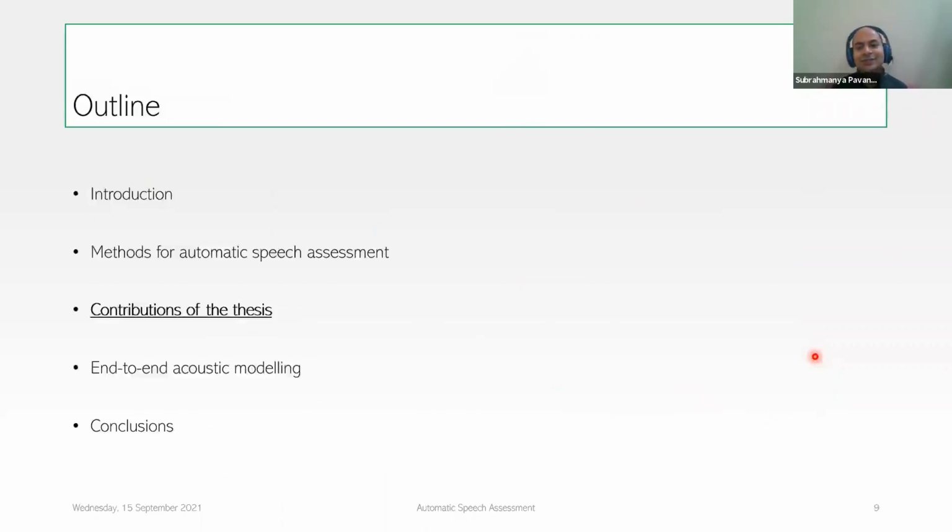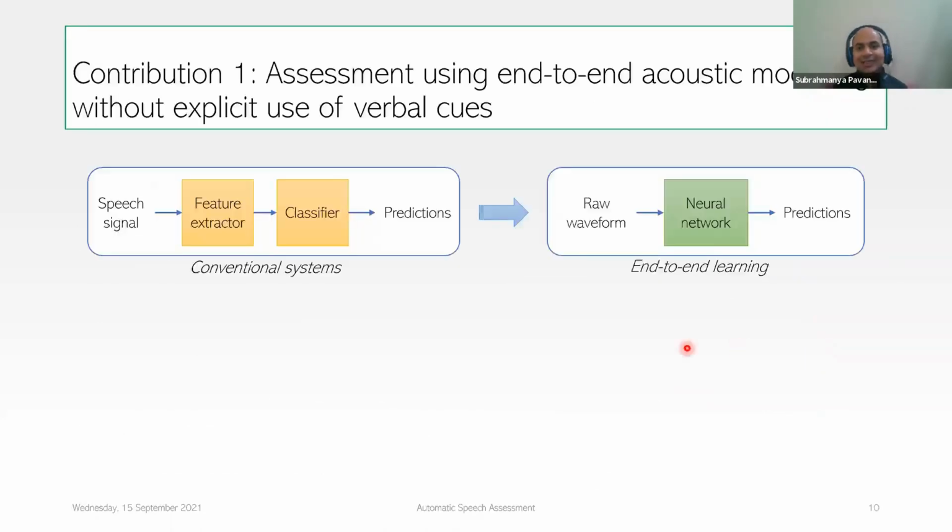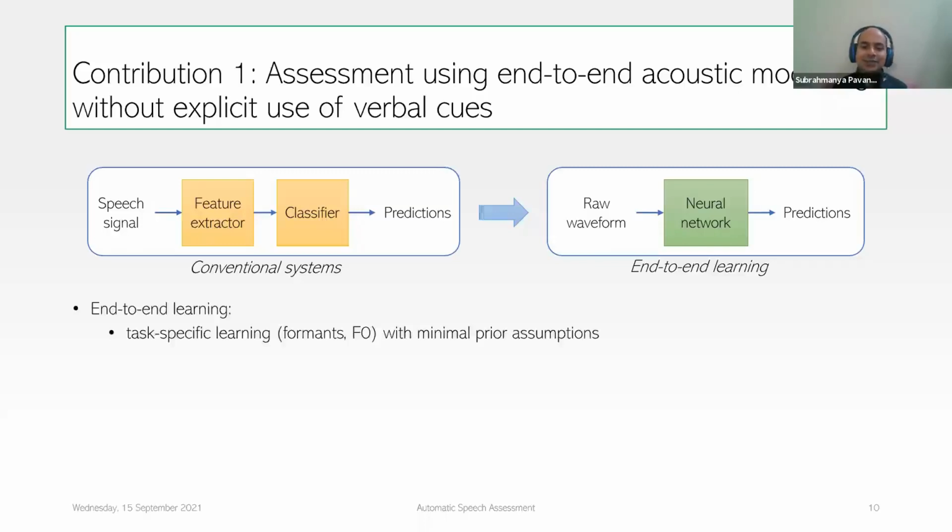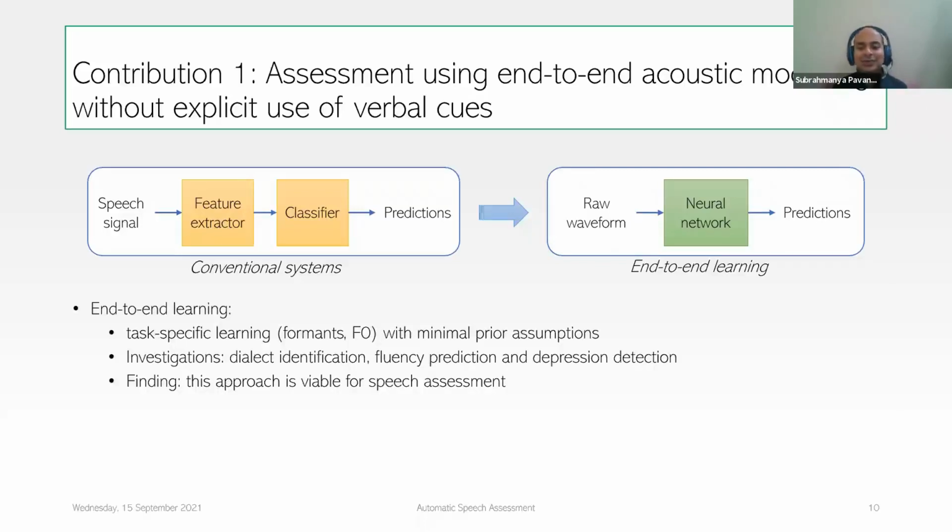Now let us look at the contributions of the thesis. As we discussed earlier, what currently exists for speech assessment is a feature extraction block followed by a classifier. But in recent years, end-to-end raw waveform modeling approaches have been shown to improve the modeling in phone classification, speaker verification, gender identification, and several other tasks. Such methods use minimal prior knowledge to learn task-dependent information, such as formant-related information in the case of speech recognition and source-related information in the case of speaker verification. Here, we study whether such end-to-end learning methods are viable for automatic speech assessment using minimal prior knowledge. We investigate this approach on dialect identification, fluency prediction, and depression detection, and found that it is indeed viable.